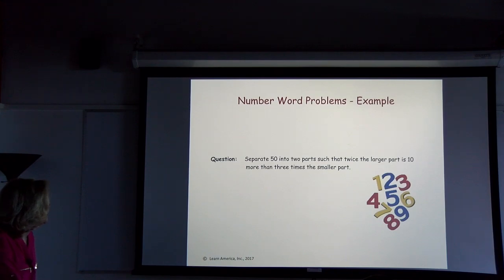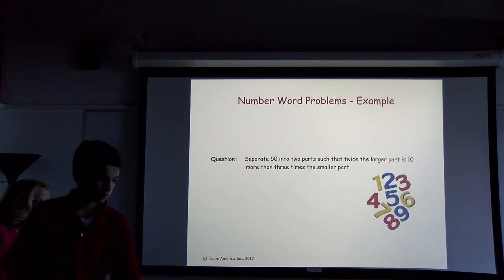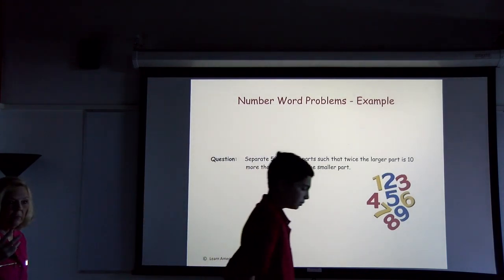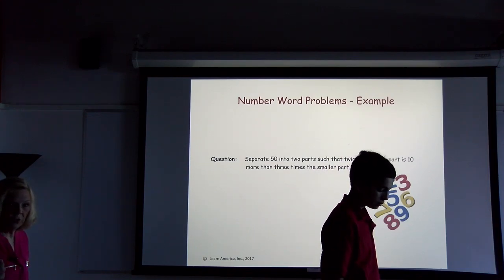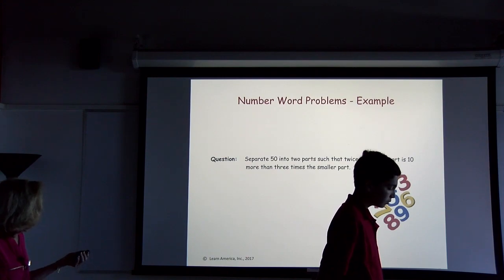Okay? Another one, separate 50 into 2 parts, such that twice the larger part is 10 more than 3 times the smaller part. I don't know which is smaller, I don't know which is larger. It doesn't make any difference, because you're still going to be able to solve the problem, and some of you will come out with the larger one as your solution, some of you will come out with the smaller one as a solution. All right?